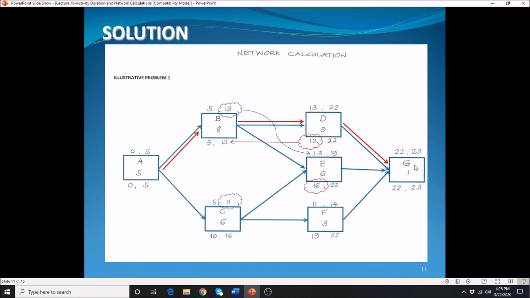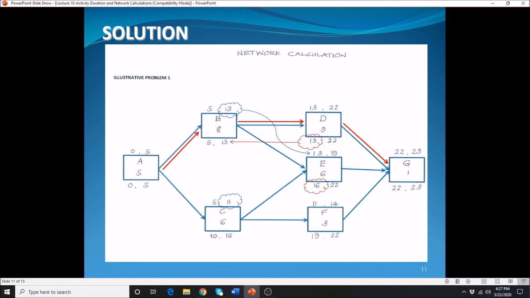Alright, so let's move on to your activity G. G is preceded by activity D, your E, and F. Because we have 3 preceding activities, we have to carry over whichever gives us the largest or the maximum of those 3 preceding activities for the early finish. So we have here 22, 19, and 14. So we are going to carry over whichever is the maximum. So the maximum here is 22. That's why we brought it here, 22. So 22 plus 1, that will give you 23.